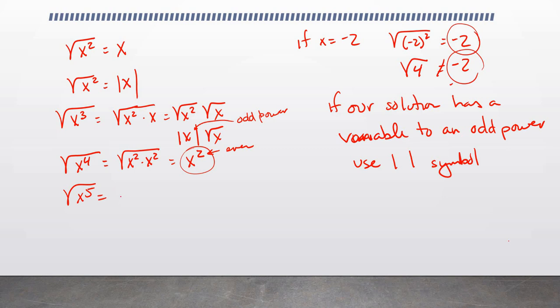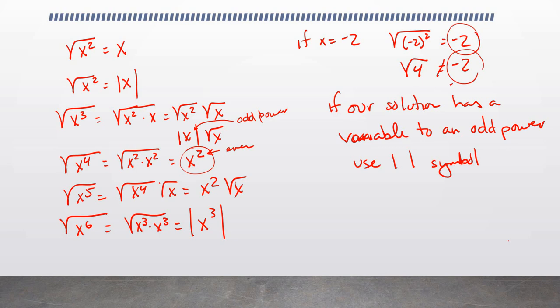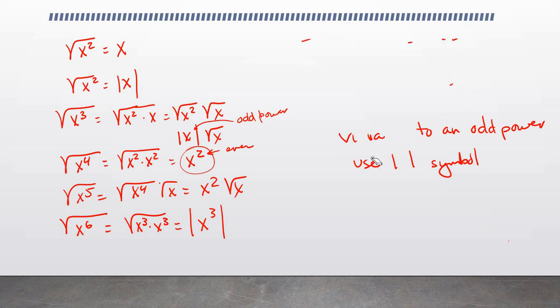All right, what about the square root of x to the 5th? Well, that's the square root of x to the 4th times the square root of x. So again, x squared root x, we're fine. Square root of x to the 6th, that's x cubed times x cubed. X cubed is an odd power, so my answer needs an absolute value. Okay, so keep that in mind when we get to variables. Let's do one more example. It's a little bit of a lengthy one, but I think it'll help put everything into perspective.